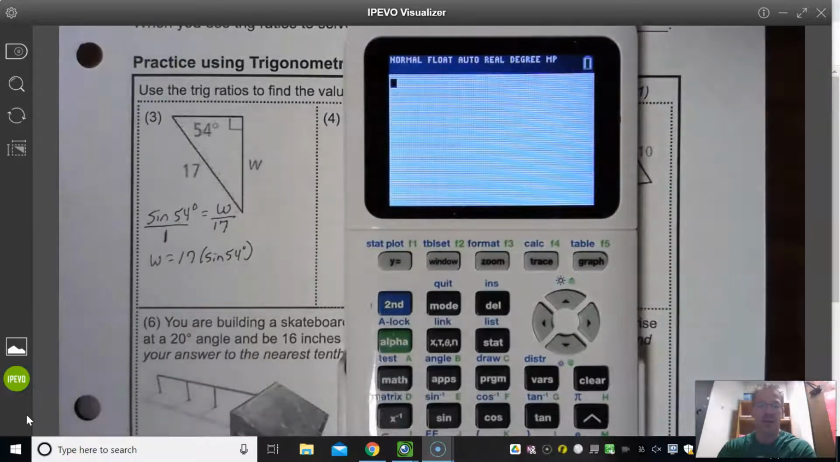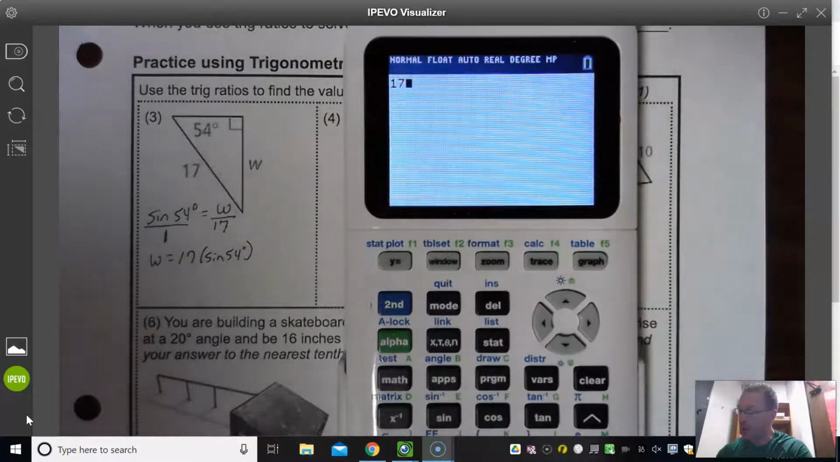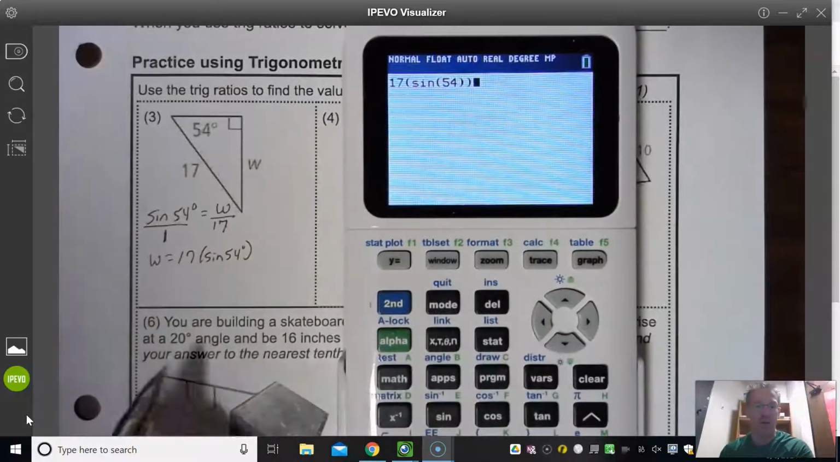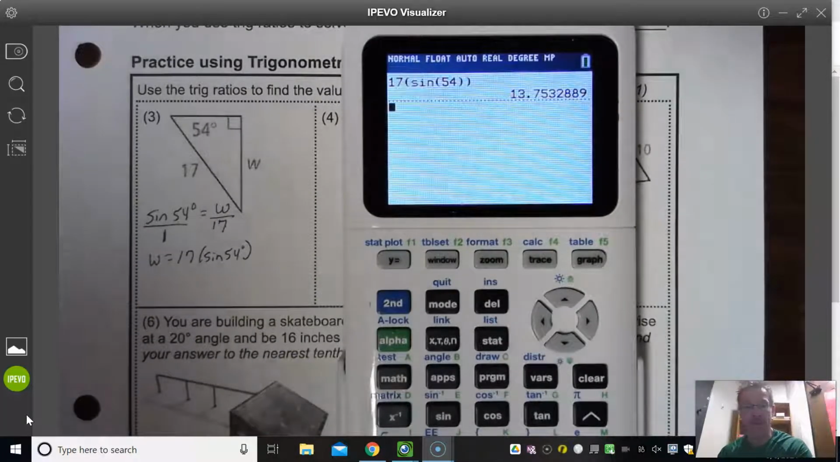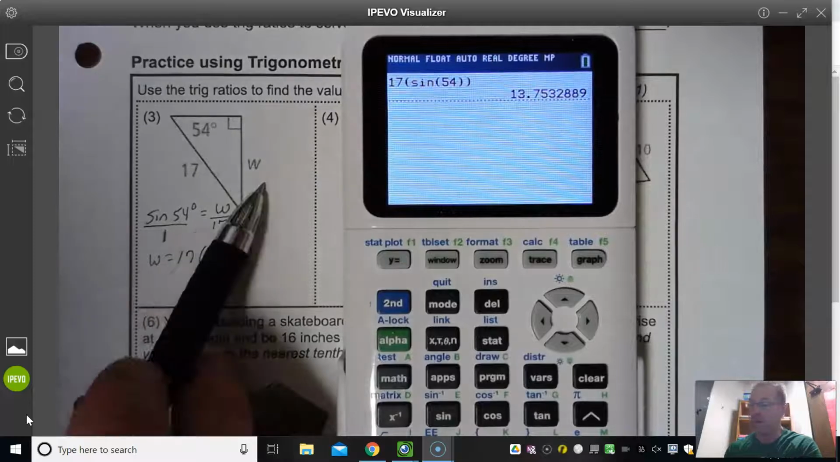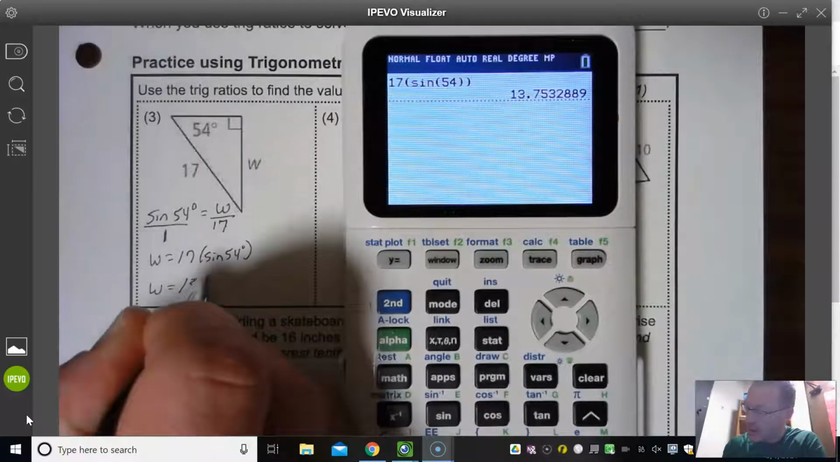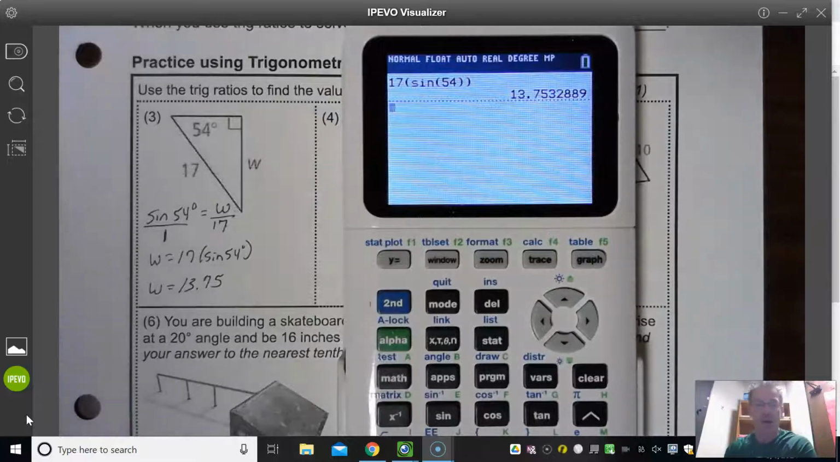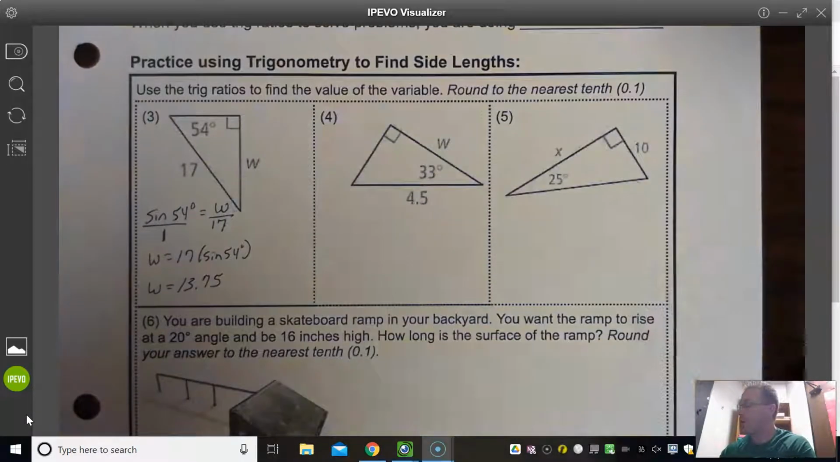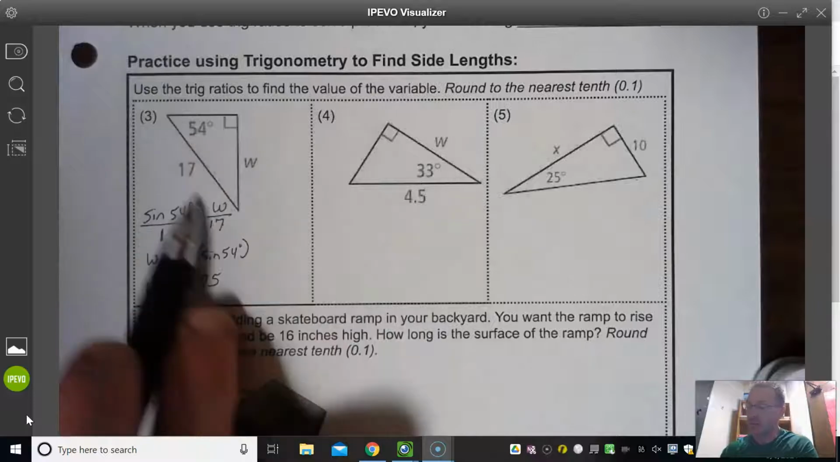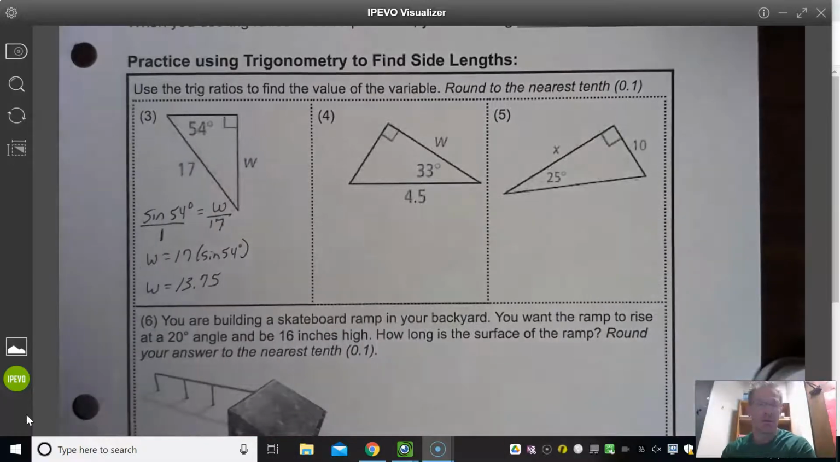Now what I want to do is just type this in all at once, so 17, and then sine of 54, just like it looks on my paper, and then I hit enter. What that tells me is that W, the missing side there, is, with two decimal places, 13.75 units long. And we know that we can set up these ratios because no matter what, we're going to have similar triangles. Those ratios have to be the same no matter what triangle we're in.